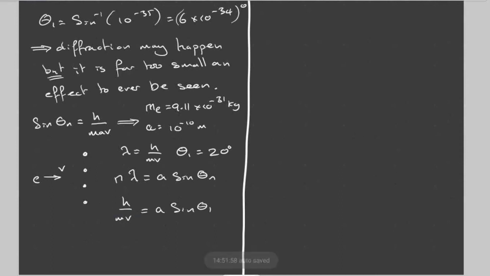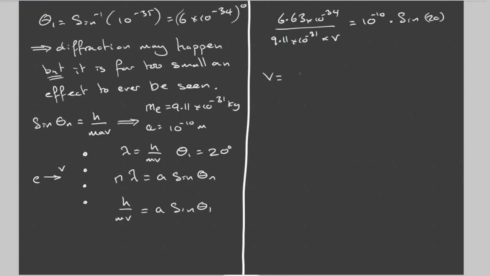And now we can put the numbers in. 6.63 times 10 to the minus 34 divided by 9.11 times 10 to the minus 31 times v is equal to 10 to the minus 10, the size between the atoms, times the sine of 20 degrees. Now this allows us to work out the speed that the electrons would need to have in order to produce a 20-degree angle. So that means v is equal to 6.63 times 10 to the minus 34 over 9.11 times 10 to the minus 31 times 10 to the minus 10 times the sine of 20. And that works out to be 2.1 times 10 to the 7 meters per second, which is about 7% of the speed of light.